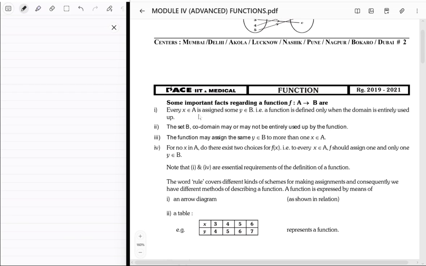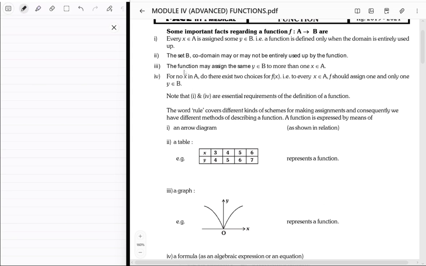Every x belonging to A is assigned some y belonging to B. So all the elements in the domain must be defined, right? I mean, the function must be defined on all the elements of the domain. Okay, entirely used up. That makes sense. The codomain may or may not be entirely used up. Yeah. The function may assign the same y belonging to B to more than one x belonging to A. Makes sense. x squared, stuff like that, mod x. Okay.